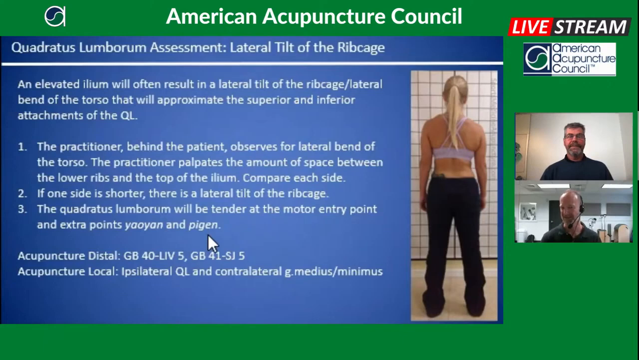And looking again at the fact that the QL is a cross-link, we need to treat multiple structures and look at its role in communicating between multiple structures, instead of just treating the QL, maybe putting a little electrical stim on it, out the door, next patient comes in.